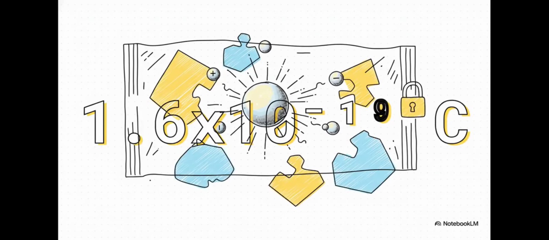That ridiculously tiny number, that's the charge of a single proton or a single electron. It's the fundamental Lego brick of charge. And you can't get any smaller. You can't have half of one or a quarter of one. This is the absolute base unit.